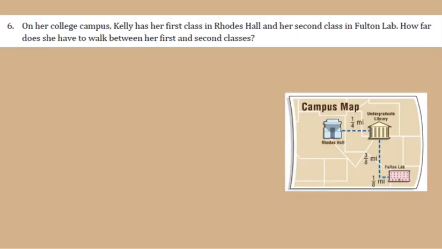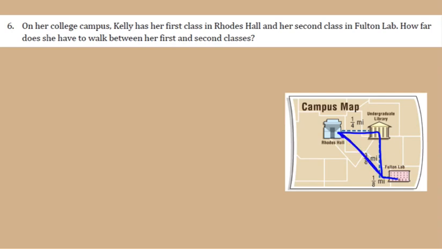So on a college campus, Kelly has her first class in Rhodes Hall and her second class in Fulton Lab. How far does she have to walk between her first and second classes? So here's Rhodes Hall. Here is Fulton Lab. So she's got to go 1/4 mile, 3/8 mile, 1/8 mile. So how far does she have to walk between her first and second classes?